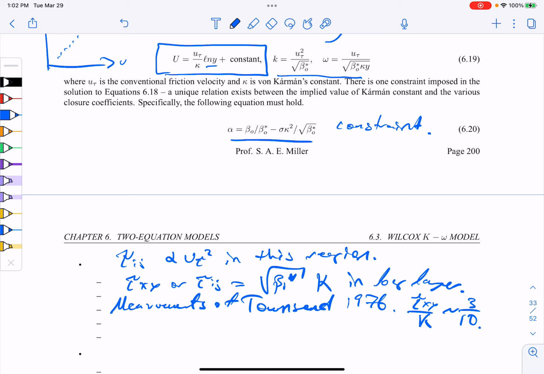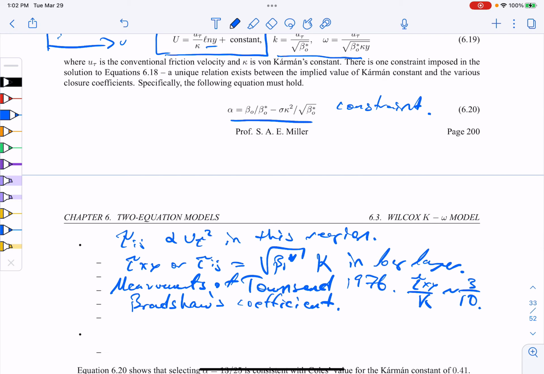I think we mentioned this before, but that was Bradshaw's coefficient, about 3/10. So in the log layer, based on these experimental observations, we'll set beta naught star to be about 9/100 if you put it back in the equations and solve. Now remember, we found earlier that beta naught star over beta naught goes as 5/4. That means beta naught is equal to 9/125 if you do the math.